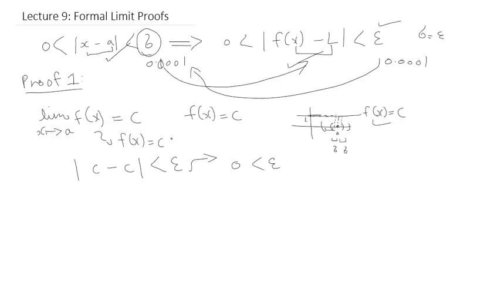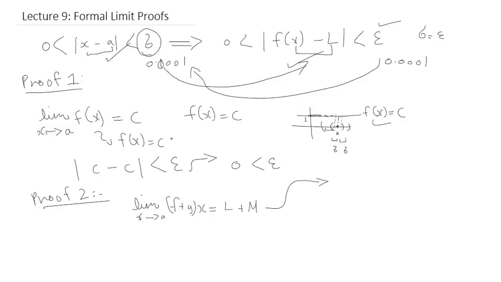So we're going to talk about another proof now, and this proof is probably more important than the trivial situation over here. In this proof, we're going to talk about the limit of the sum of functions. So the limit of (f plus g)(x) has to be equal to L plus M. This is a rule we established in one of the earlier videos, and we need to prove it using the epsilon-delta proof. Let's try and do that.